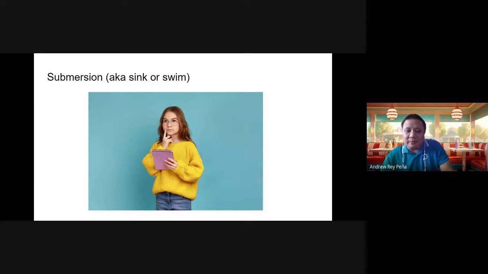This is the most common educational program for language minority students in societies that do not recognize their linguistic diversity. The goal is for the minority students to assimilate, to force them to become like the rest of us, to get rid of their own ethnicity. So this is called submersion, also known as sink or swim.